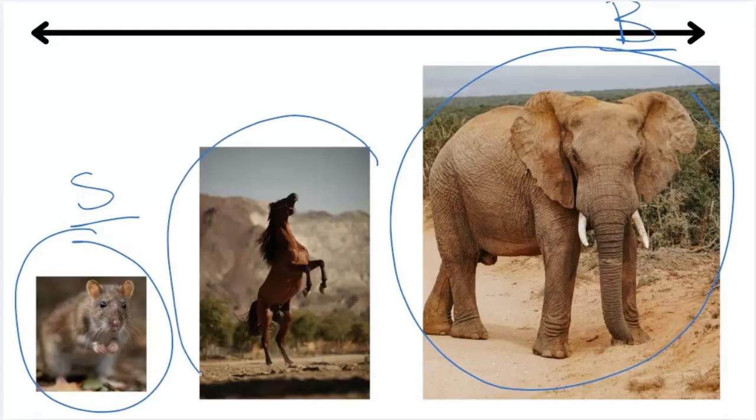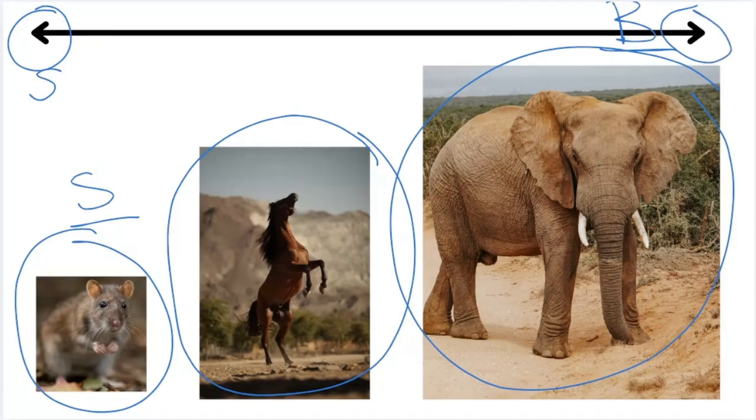In the middle, I have a horse. For an object or a thing that is in between small and big or large, the middle would be medium. The horse is a medium-sized animal. The mouse is a small animal. The elephant is a big animal.